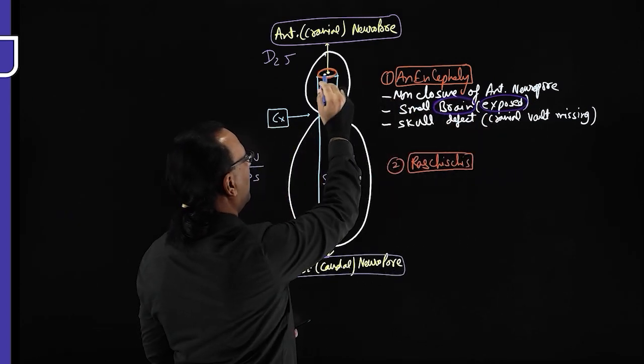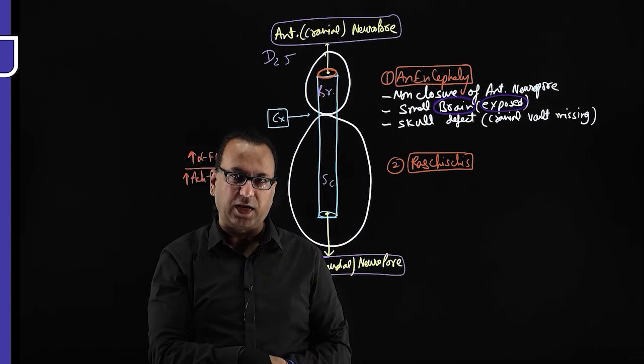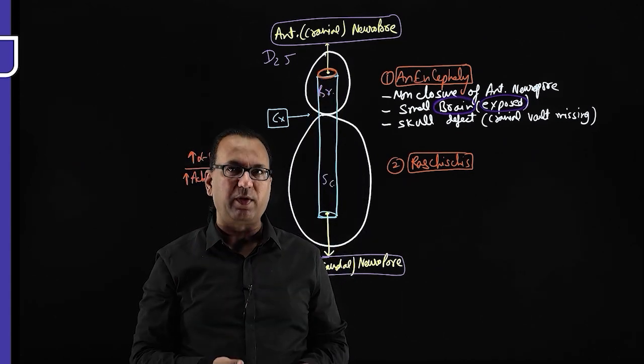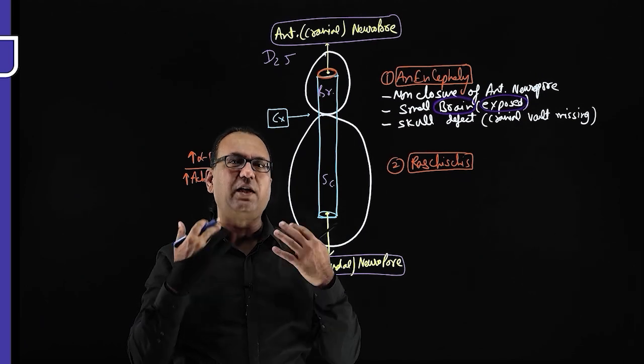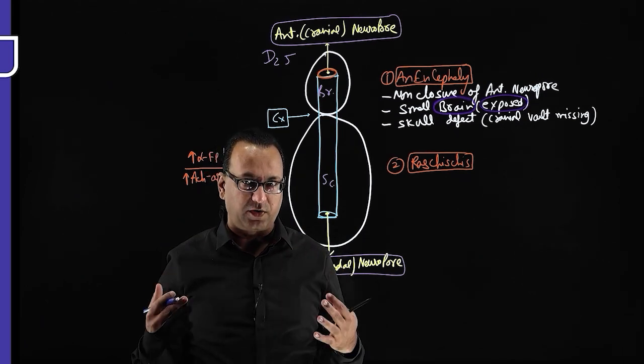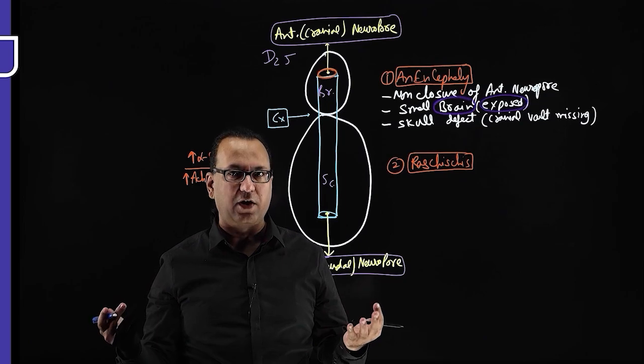Plus, these babies do not have the swallow reflex. The urine is being formed, but the baby is not drinking the urine. And that is why the mother will have more amniotic fluid, what is called polyhydramnios.